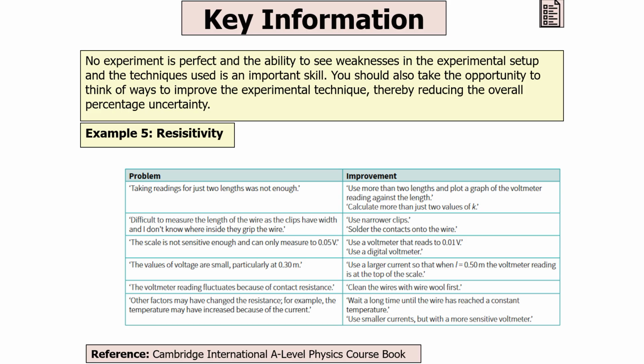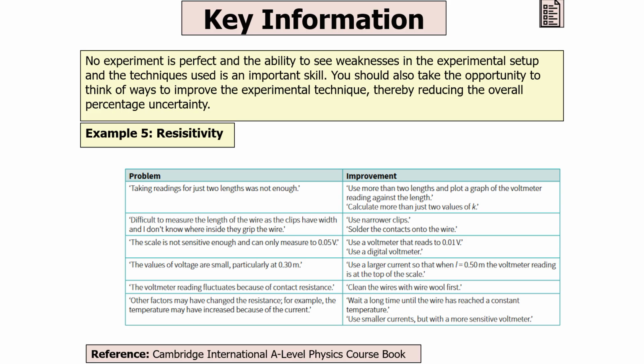The scale is not sensitive enough and it can only measure to 0.05 volts, so use a voltmeter that reads to 0.01 volts, so use a digital voltmeter. The values of the voltage are small, particularly at 0.30 meters, so you could use a larger current so that when L equals 0.50 meters, the voltmeter reads at the top of the scale.